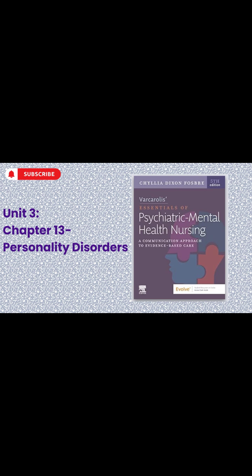Then dependent PD. This is more about needing to be taken care of. An excessive need, driven by a core fear they can't survive alone. They end up being submissive, clingy, needing others to make major life decisions. Difficulty initiating things themselves. Lack of confidence. Big time. They might even tolerate abusive situations just to avoid being alone. If a relationship ends, there's an urgent need to find a replacement.